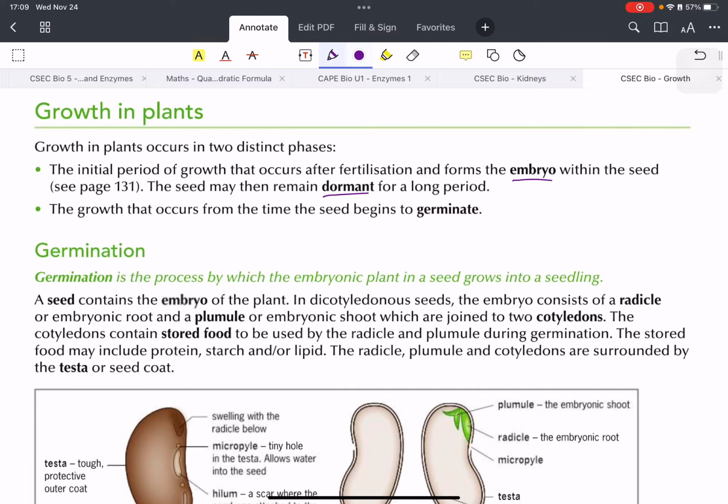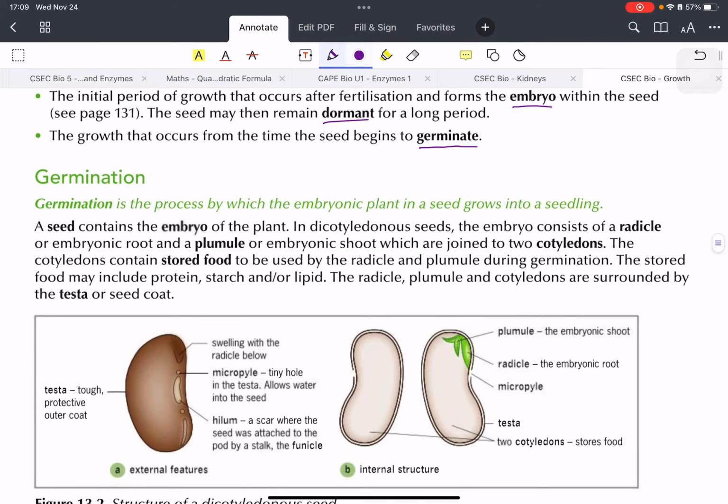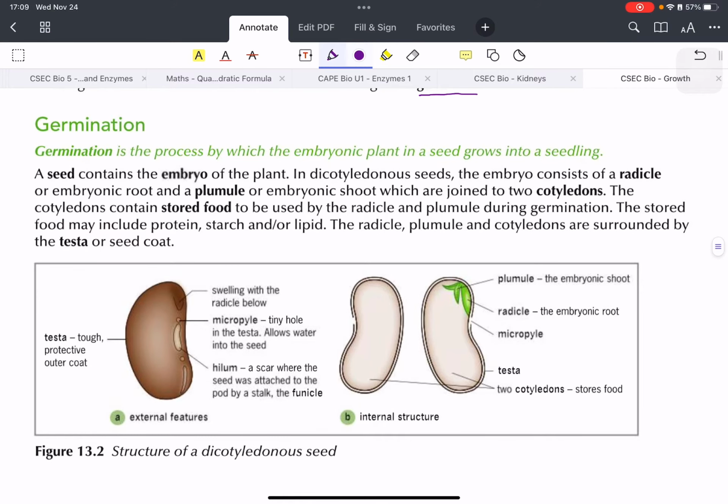So the seeds that you have in your cupboard that you would cook and make food with, you can obviously plant those seeds if you so wish, but while they are in your cupboard, in your kit, or wherever you store them, they are said to be dormant, right? They don't magically grow into plants just like that. And then the second part of growth is when seeds begin to germinate. This is where they will begin to grow when you give them water. Okay, so let's take a look at germination.